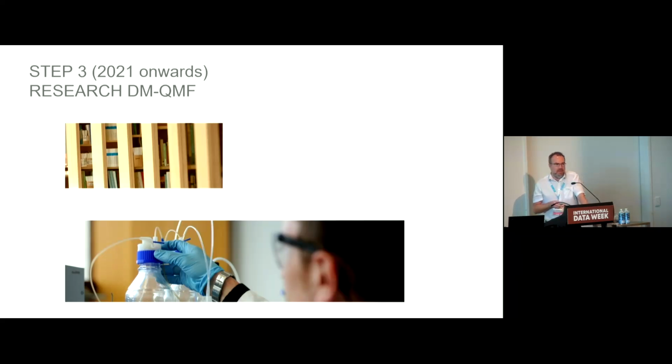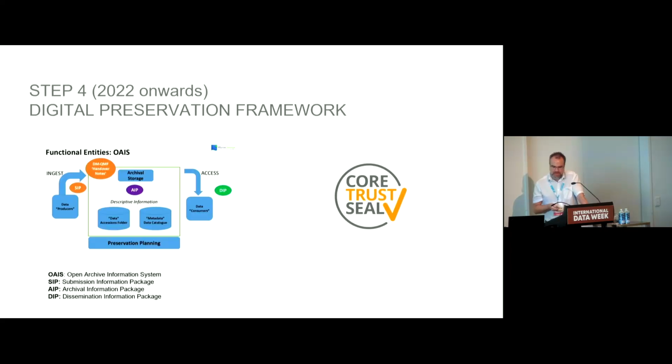Step 3, initially we'd concentrated on our operational data, so that's data we were collecting on an annual basis ourselves, but we also work with research projects. So it was to expand the QMF to actually incorporate the research as well. And then step 4, we act as the National Oceanographic Data Centre. So within that remit, whilst we collect data ourselves and publish it, we also want to be able to take in data from other people. So we came up with the digital preservation framework based on OAIS, and then also got certified to CoreTrustSeal.